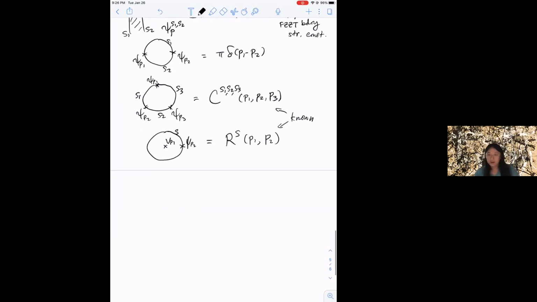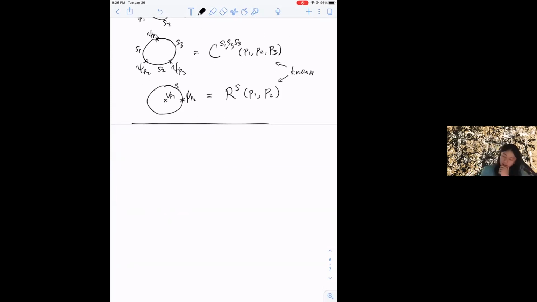I'm not going to write the explicit expression for these because the expression is too lengthy. You can find this in various papers. In fact, Jiming had nice papers on this subject.